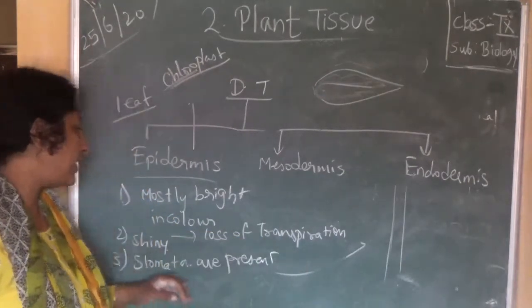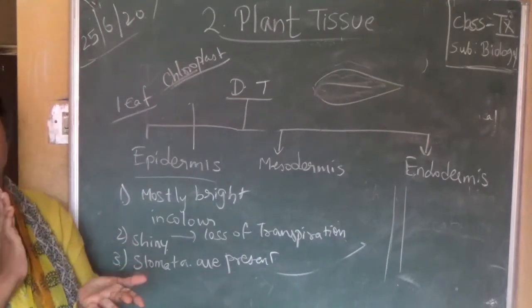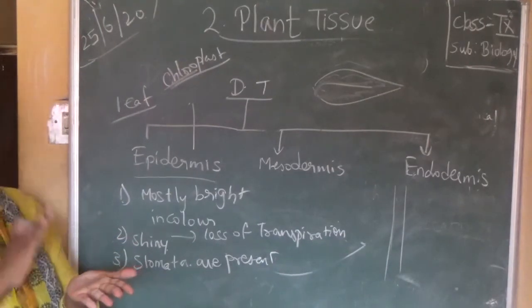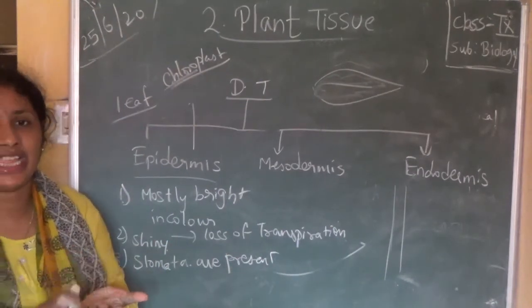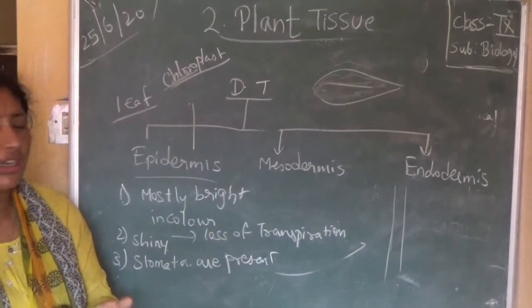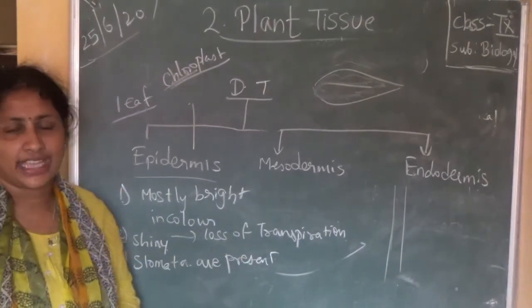Okay, so why is the upper surface mostly bright? Because it has more chloroplast, and it is shiny because it has a shiny layer on it. Why is that layer there? To prevent loss of transpiration. Next, stomata are present.